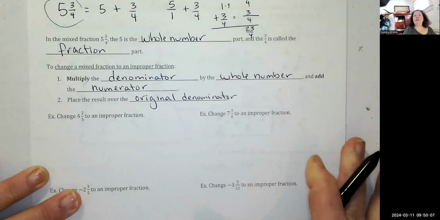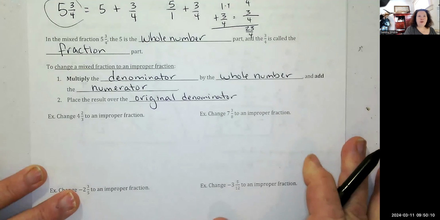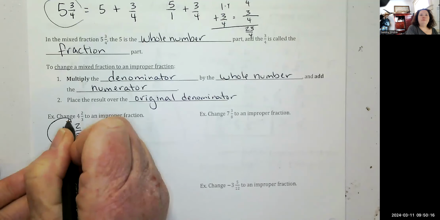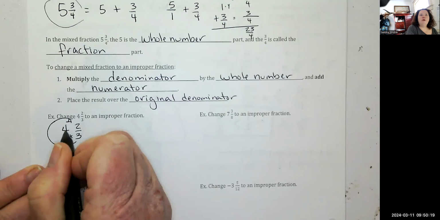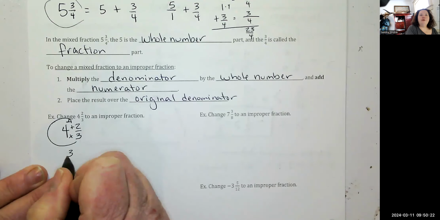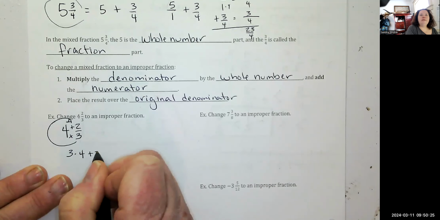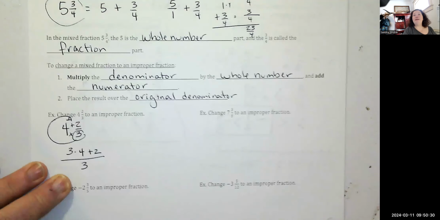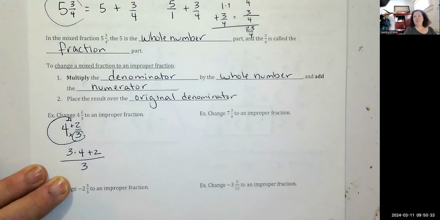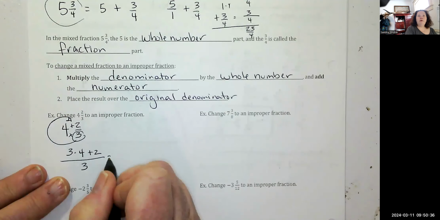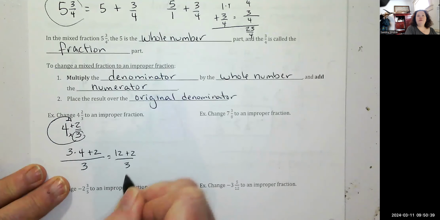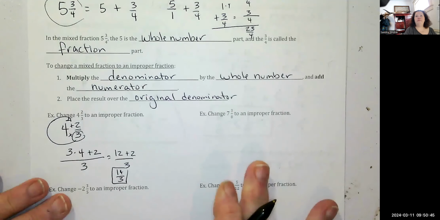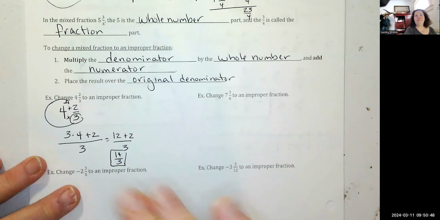So one of the ways they teach this in school is called around the world. And to show you what that looks like, 4 2/3. You're going around the world. So 3 times 4 plus 2. So you're going to go 3 times 4 plus 2 over the original denominator, 3. And you're going to set it up like this every stinking time. 3 times 4 plus the numerator. So 3 times 4 is 12. Plus 2 is 14 over 3. That is the improper fraction. There are times we're going to have to do this, so please get comfortable with this.